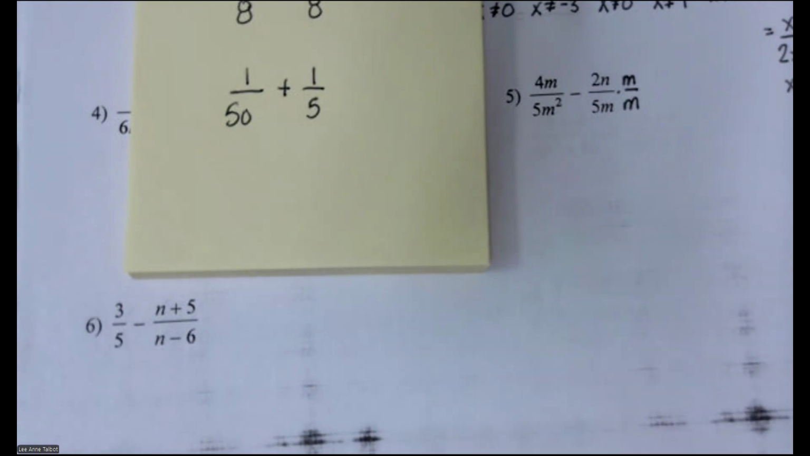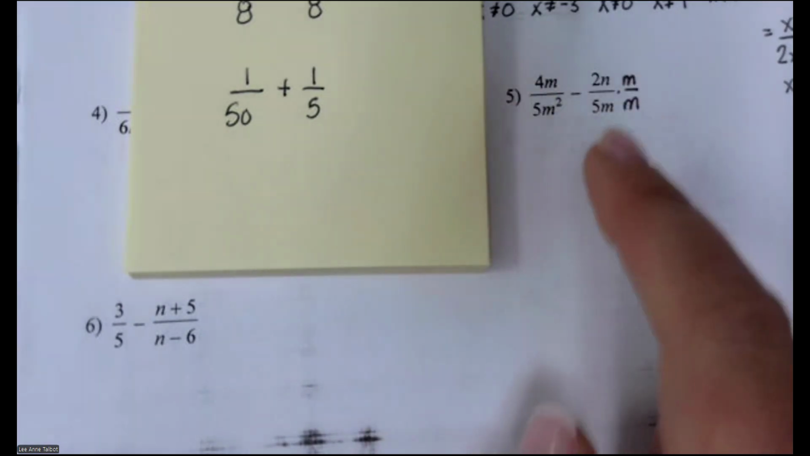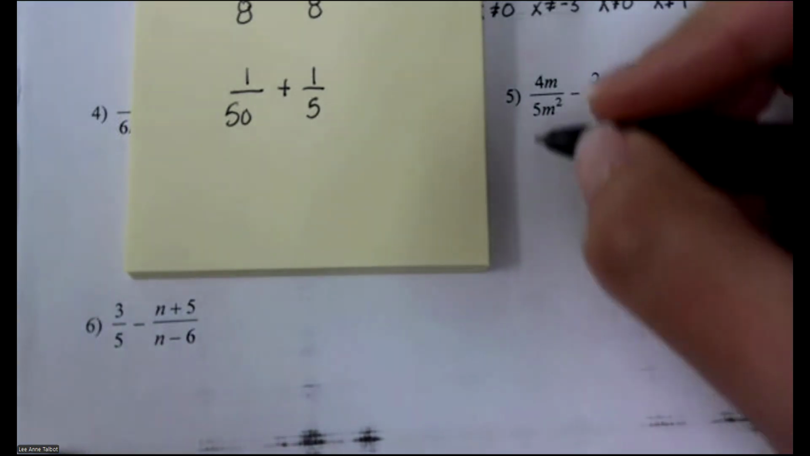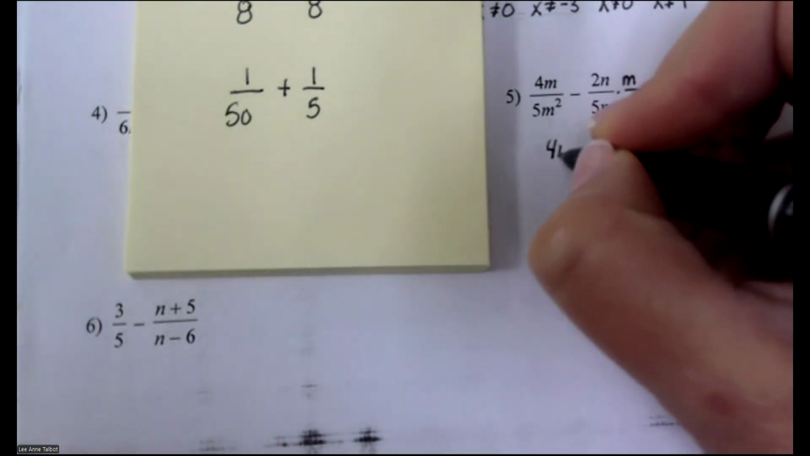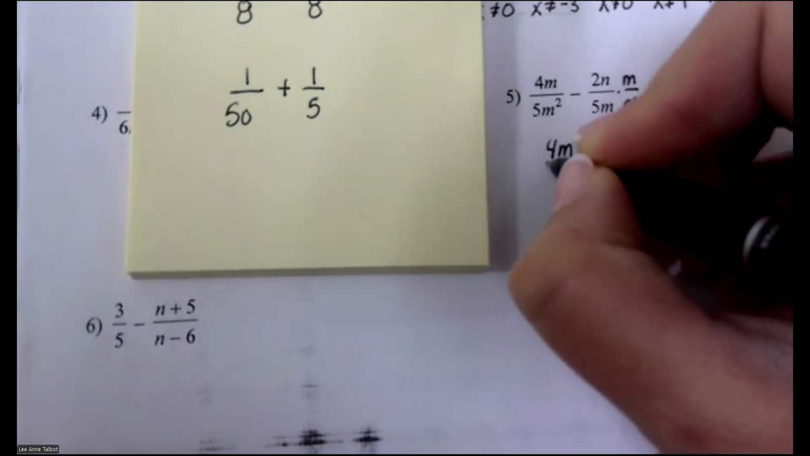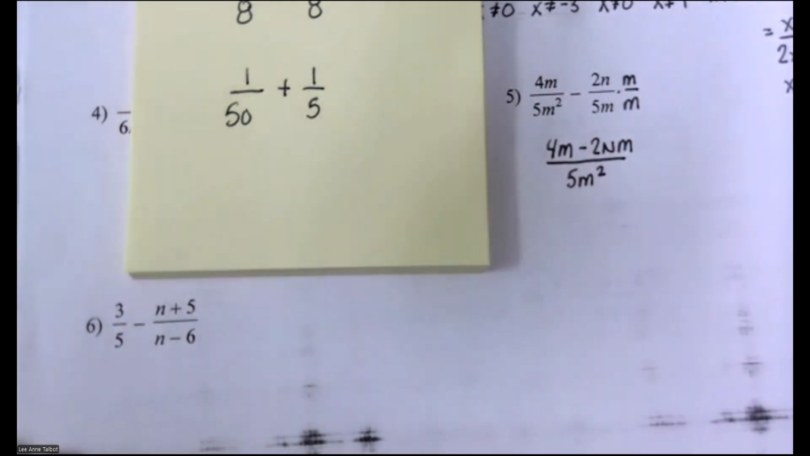You're thinking, what if I didn't think of that, Mrs. Talbot? What if I multiplied this side by 5m and multiplied this side by 5m squared? Would it still work? Yes, you just have extra reducing to do in the end. It's not a big dealio. Okay, so now I have 4m minus 2nm over 5m squared.